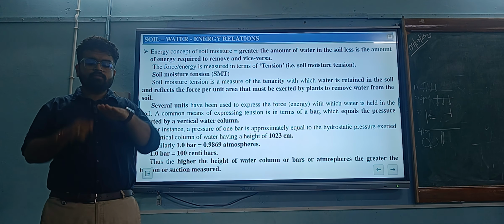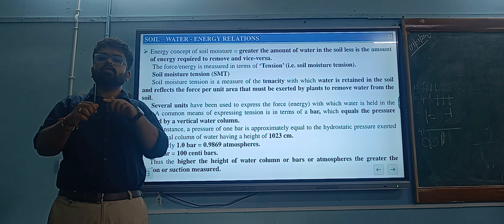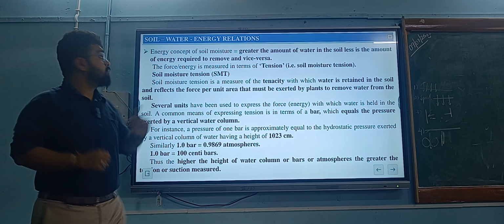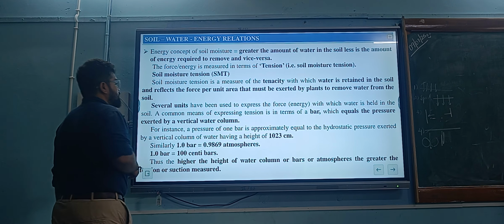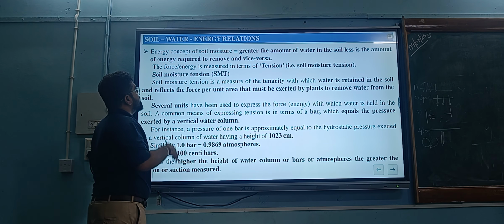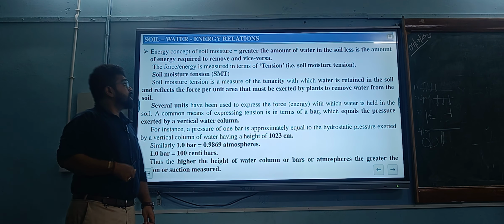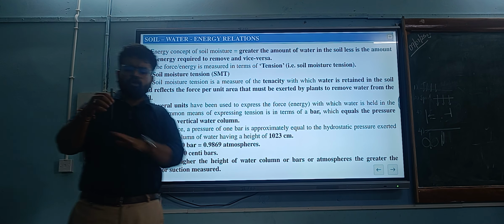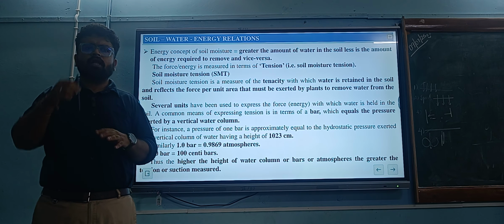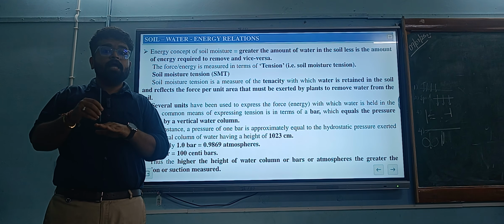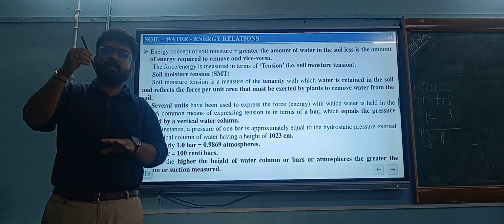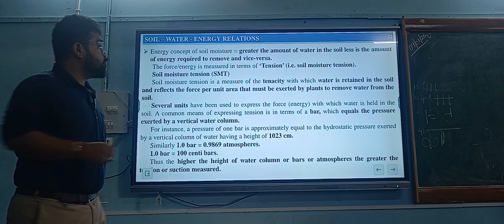After that, how the movement of water from the soil to the plant and to the atmosphere takes place, that relation will be dealt with in today's class. Energy concept: the greater the amount of water in the soil, the less energy is required to remove it. If the water content is very high in the soil, the energy spent by the plant is very little. But where the water is very little in the soil, the energy spent by the plant is very much more.